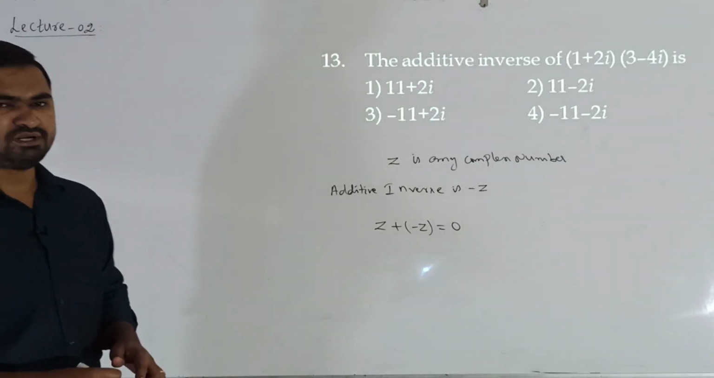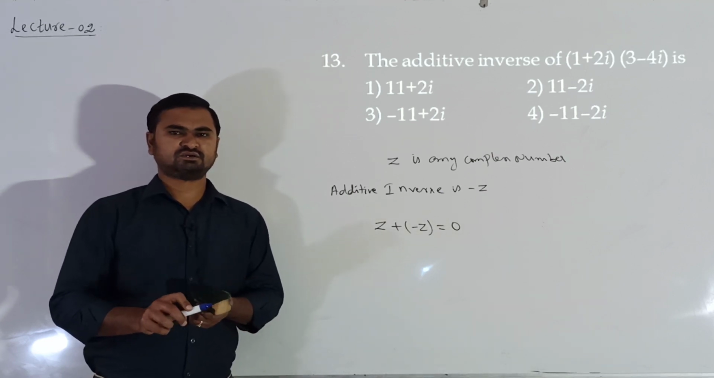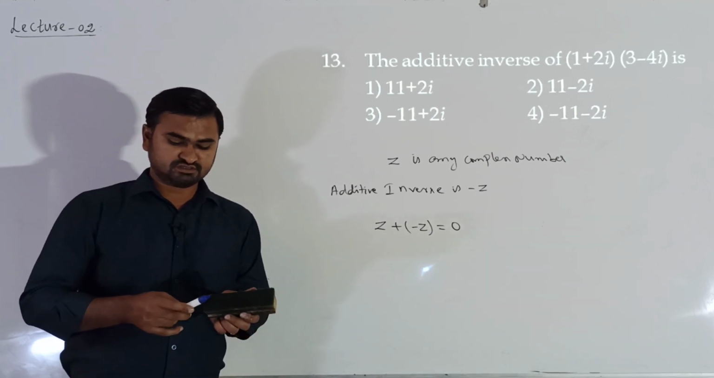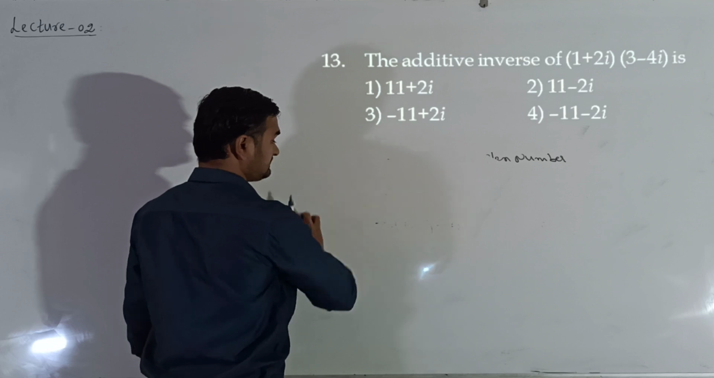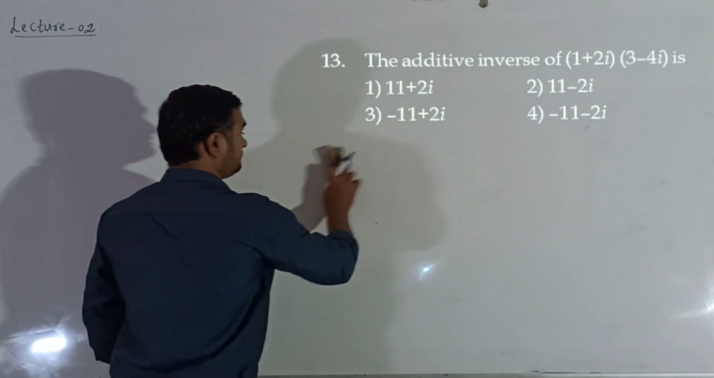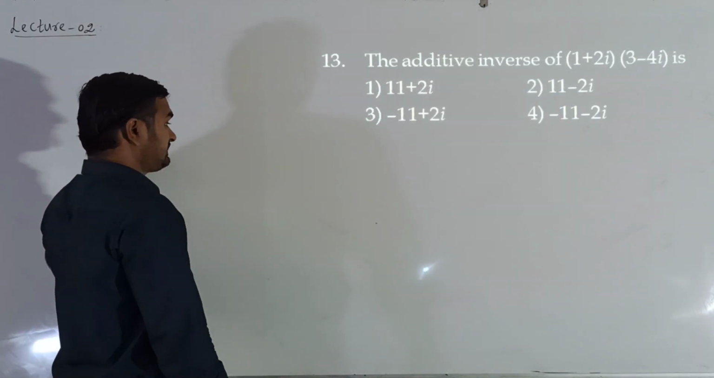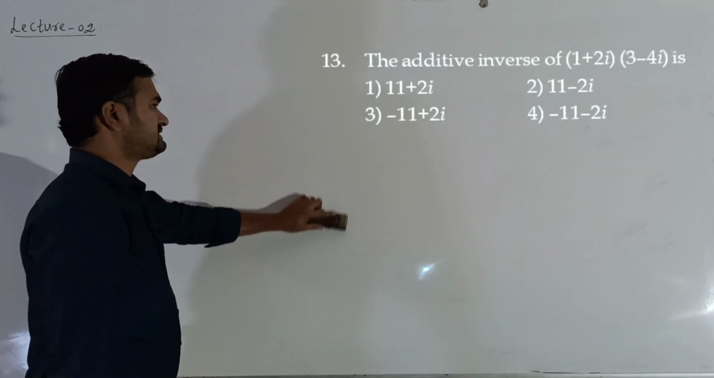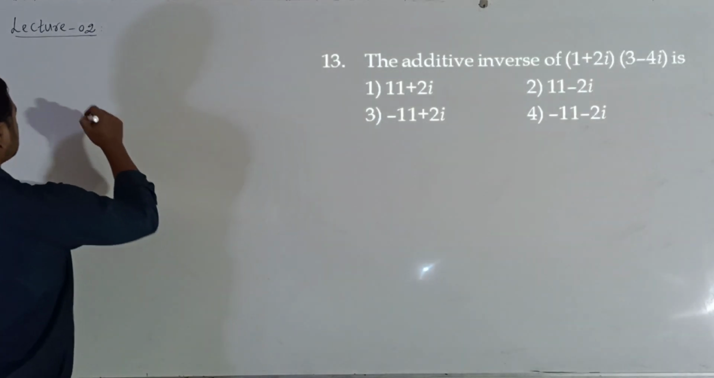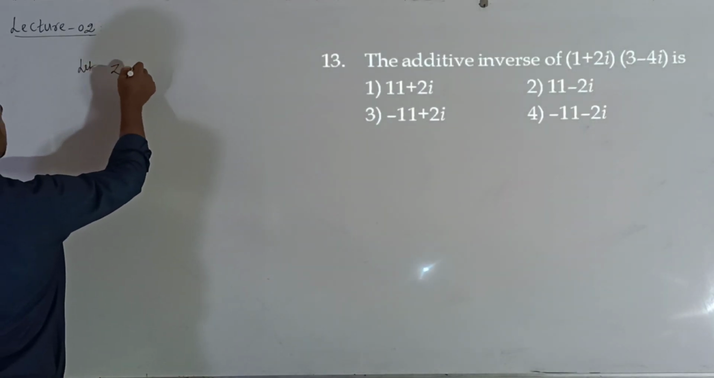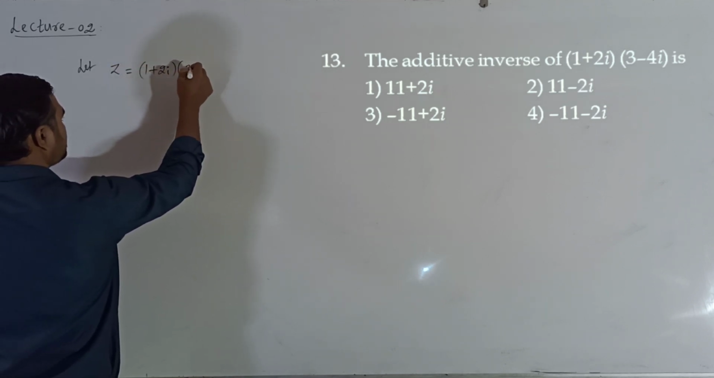Okay, so it is different from the multiplicative inverse we studied. So when z is any complex number, what is the multiplicative inverse? 1 by z. So that is what we studied, multiplicative inverse. So here they are asking the additive inverse, which is minus z. But is the complex number in the form of a plus ib? The given complex number is directly not in the form of a plus ib. So first you have to simplify that, write in terms of a plus ib, then only we can take the additive inverse. Let z is equal to the given complex number, 1 plus 2i into 3 minus 4i.